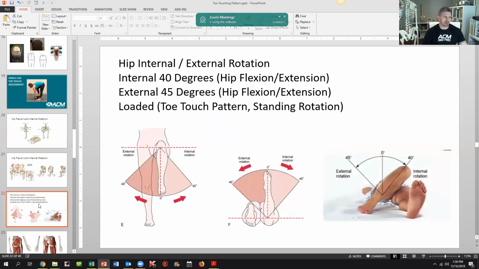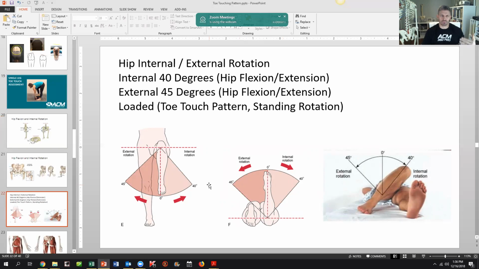Again, going into the internal and external rotation components, there's a lot of testing for this, but most of it is unloaded, meaning they stand and twist their leg, they sit and twist their leg, or they lay on their stomach or on their back, prone or supine. And all those parameters are still looking at about 40 to 45 degrees of internal rotation versus external rotation. They're about the same range.